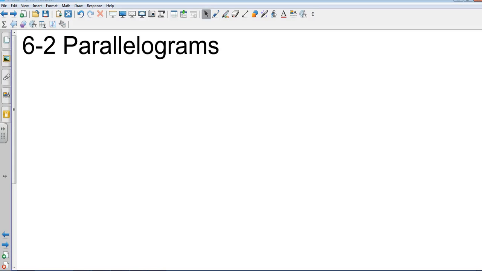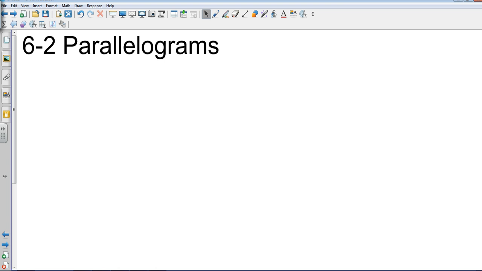Shh. Chapter 6, Section 2, Parallelograms. Here's what I want you to do. Without looking in your book, without doing anything else, I'm going to focus on 6 properties of parallelograms today. I want you to list as many properties as you know on parallelograms.